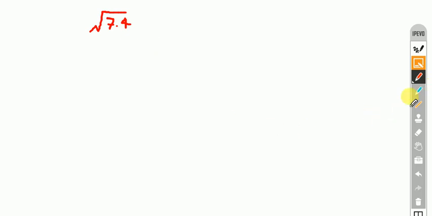First step, I will draw a line, and that line will be of what measure? It should be of measure 8.4. Why? Because we add 1 to the number which is inside the under root. So the first line we will draw is of measure 8.4.